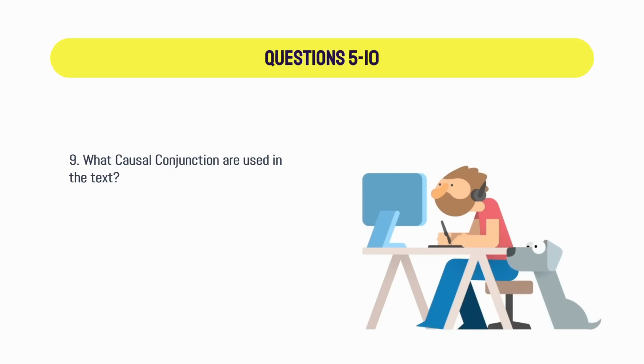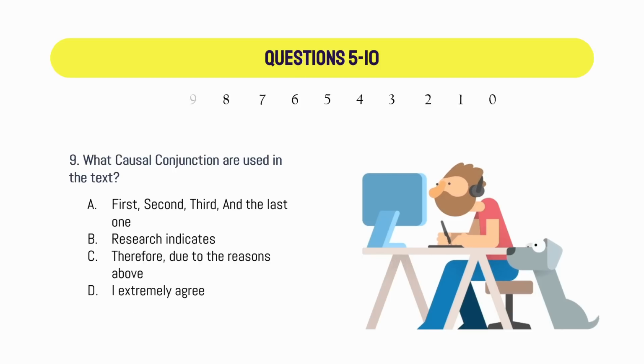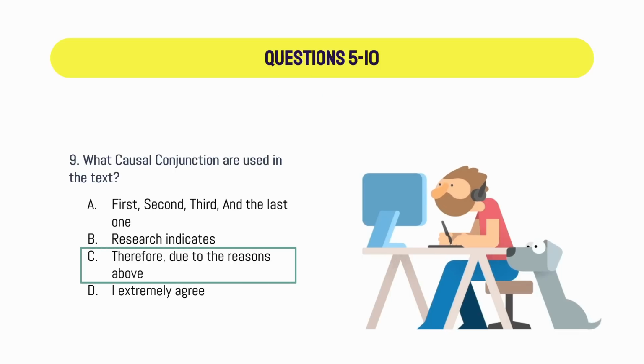Number 9. What causal conjunction is used in the text? A. First, second, third, and the last one. B. Research indicates. C. Therefore, due to the reasons above. D. I extremely agree. Time's up. The answer is C. Therefore, due to the reasons above.